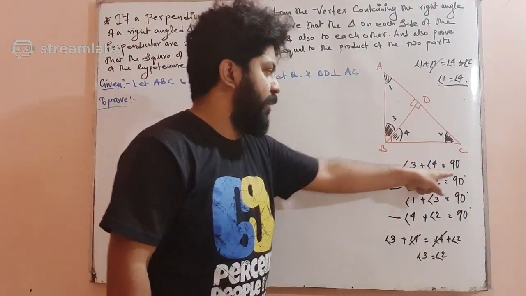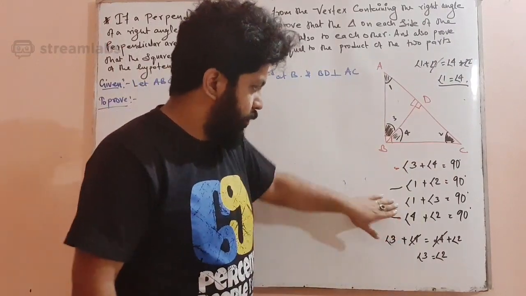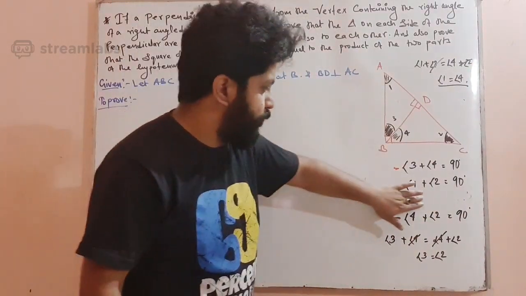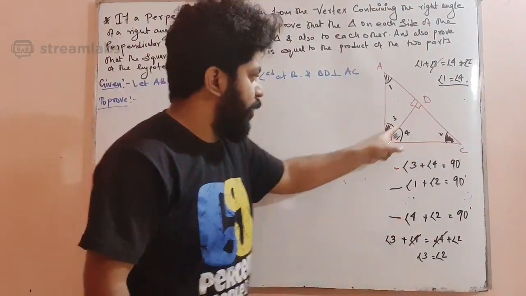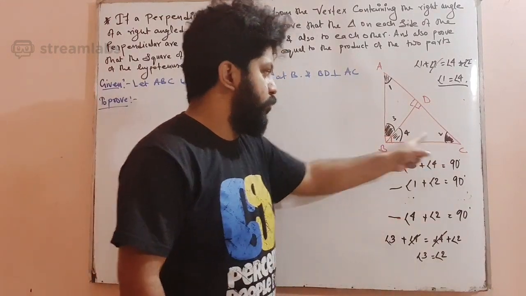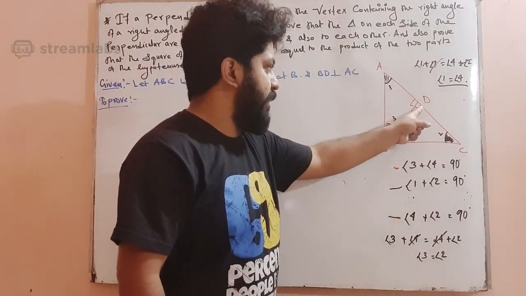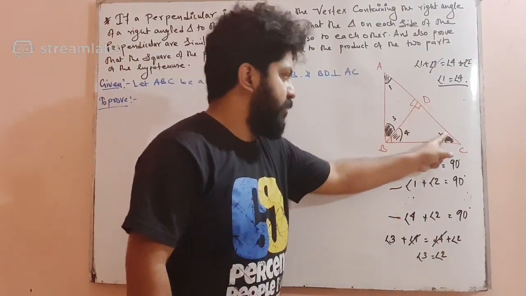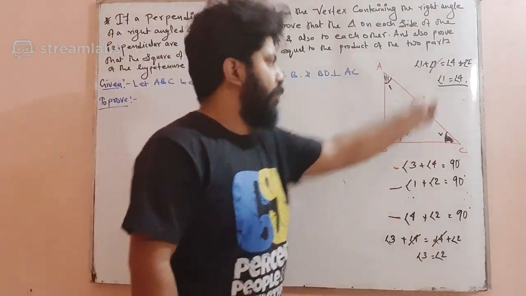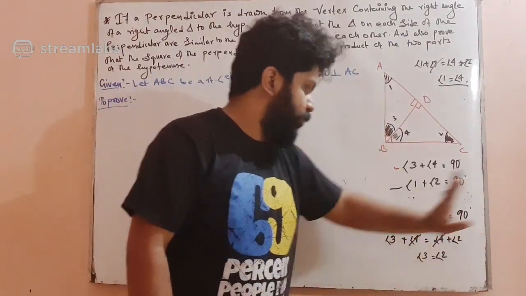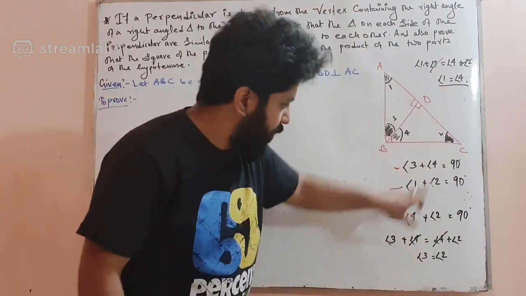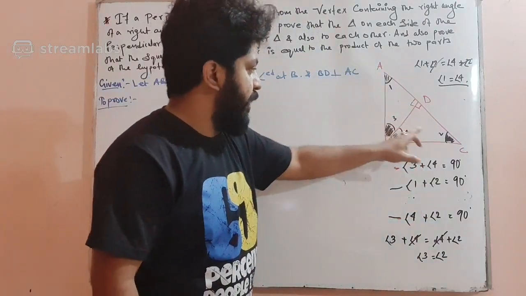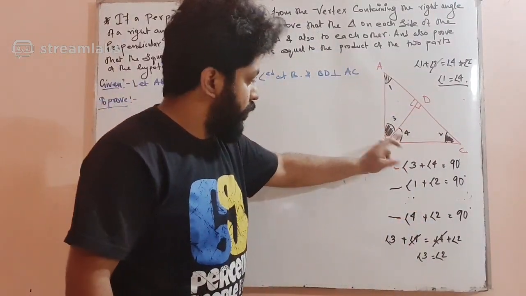Again 3 plus 4 is 90 degrees, it is given. And we do not require 1 plus 3 actually. Angle 4 plus 2 is also 90 degrees because this triangle BDC is also a right angle triangle, and the angles sum to 180 degrees. So if you exclude the angle D, then angle 4 plus 2 is 90 degrees. Then if you compare angle 3 plus 4 equals angle 4 plus 2, because both are 90, 4 cancels, so 3 is equal to 2. So this angle is equal to this angle.